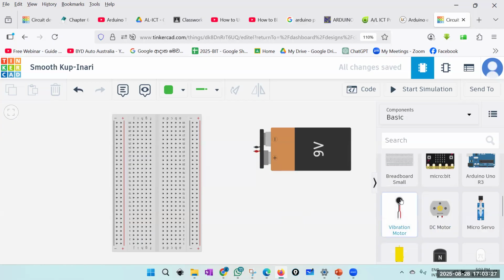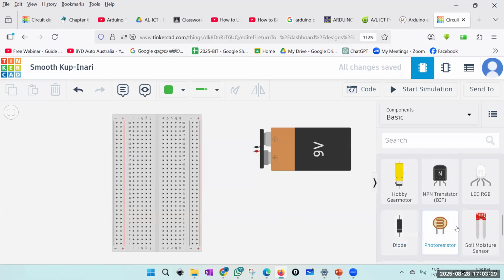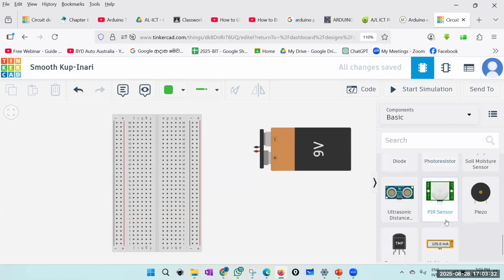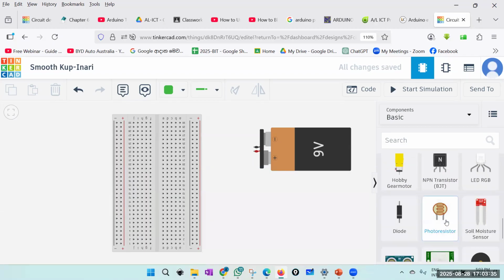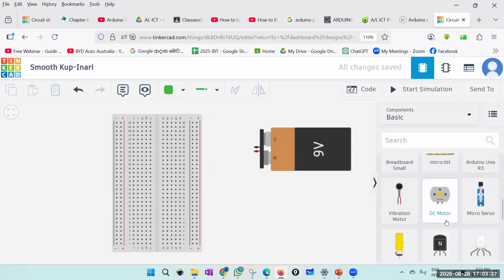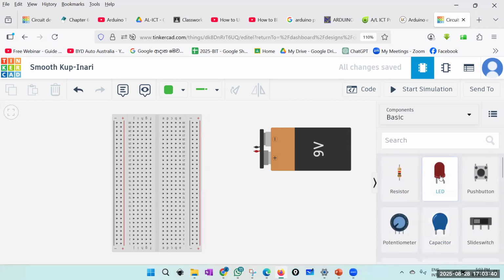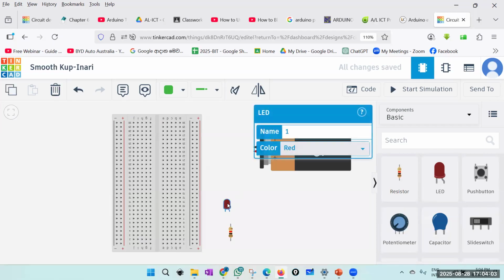So first, I will add the LED. Let's see whether we have an LED here. Light emitting diode. Yes, LED is there. You can just put it there. Later we can place it. Then I will drag and drop a resistor. Still, I have not fit it into the breadboard. Then of course the wires you don't need to drag and drop. Wires we can get automatically.